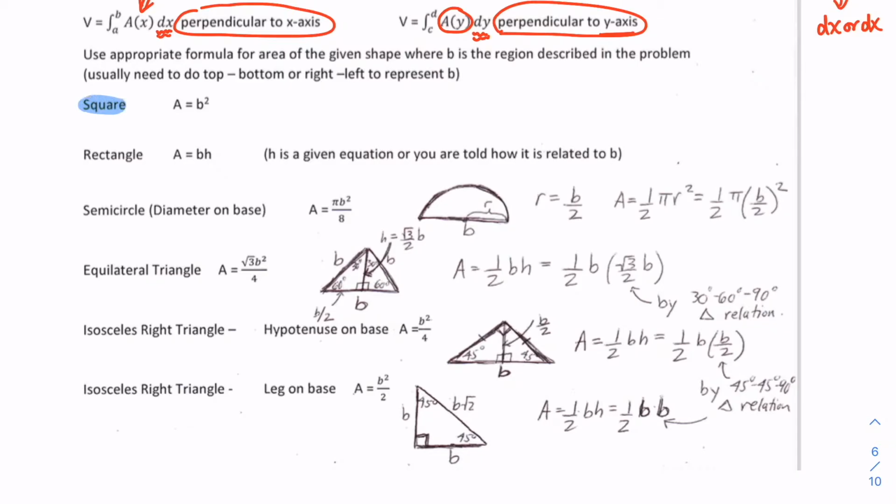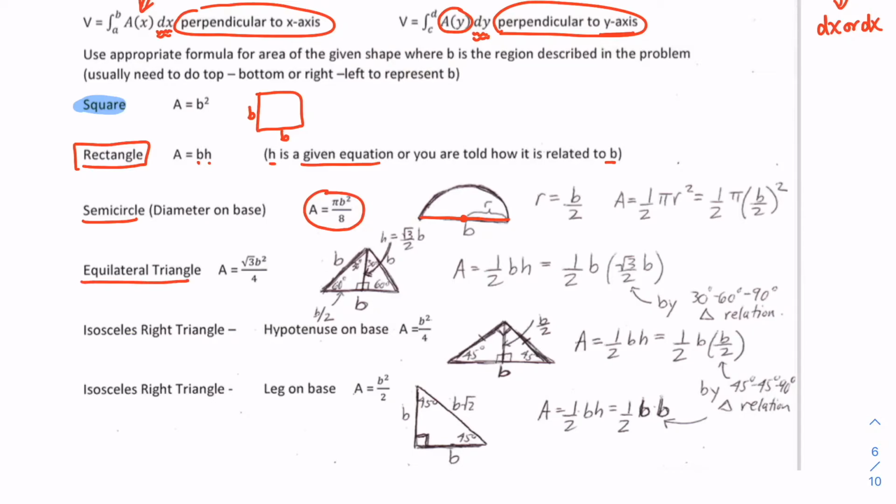If the base is a square, if it's a square with side b, the base area will be b squared. If it's a rectangle, it will be b times h, base times the height, and height will be a given function. So you can relate the height to the base. Semicircle: if the base is the diameter, the base area is given by pi times b squared over 8. The radius equals b over 2.